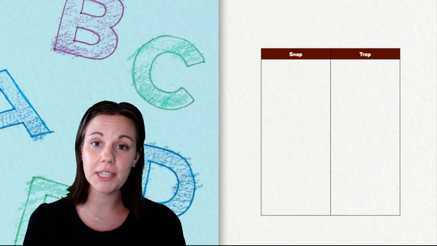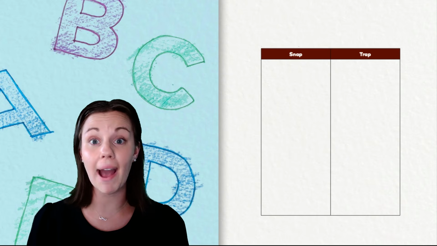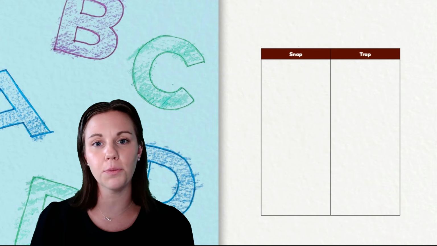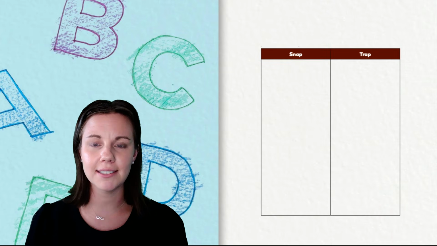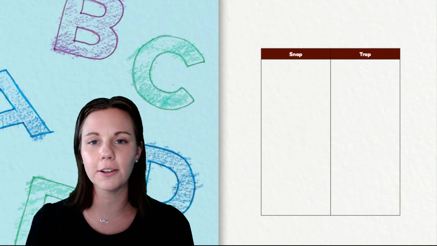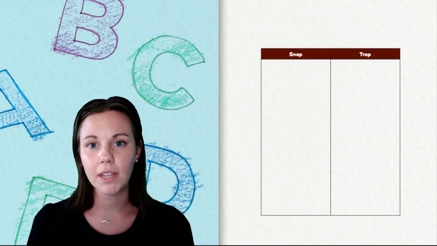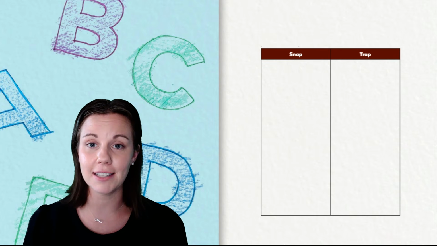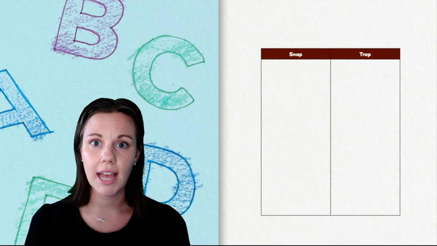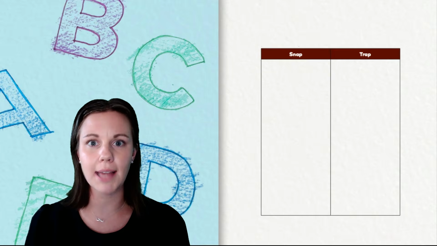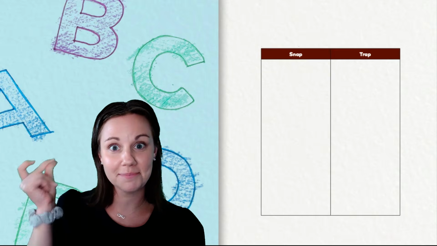Earlier in the cycle, we spent quite a bit of time with trap words, or words that don't play fair, and we figured out that their spelling doesn't necessarily match what we hear when we say the word. We're going to jump right back into this work today and focus in on some of our snap words and the spelling patterns we notice that make them a snap.